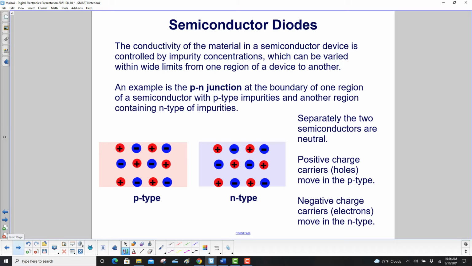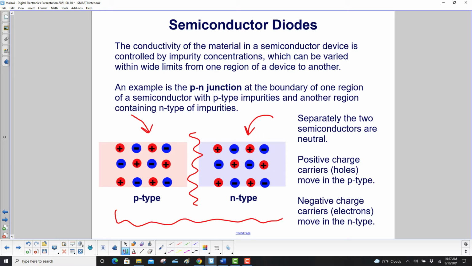The conductivity of a material in a semiconductor device is controlled by impurity concentrations, which can be varied within wide limits from one region of a device to another. An example is the p-n junction, which is at the boundary of one region of a semiconductor with p-type impurities over here, and another region containing n-type impurities. Separately, the two semiconductors are neutral.